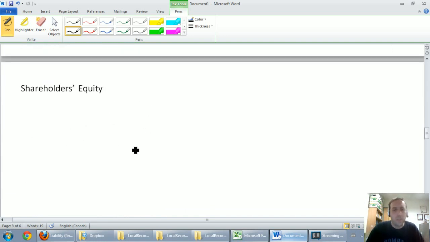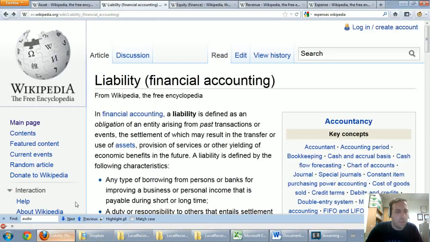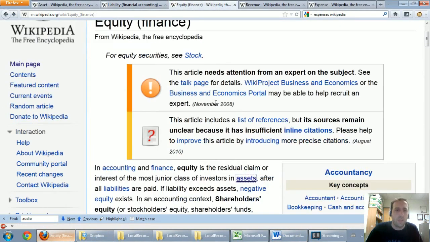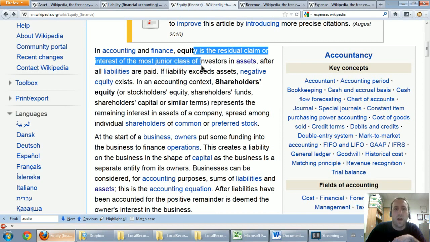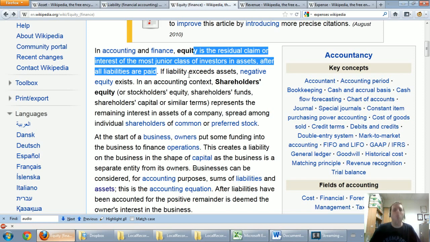Our next one is shareholders' equity. Let's read the definition off of Wikipedia. They say equity. We're going to call it shareholders' equity. It says, in accounting and finance, equity is the residual claim or interest of the major junior class of investors in assets after the liabilities are paid. Blech. What a mouthful.